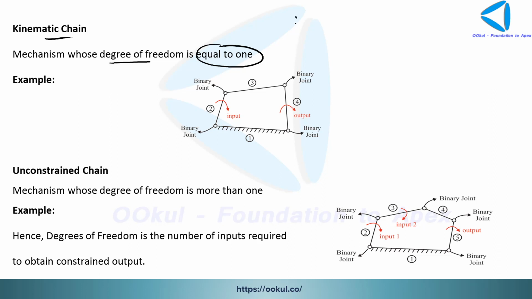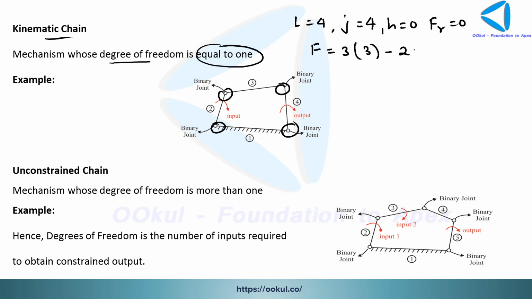See here, we have the total number of links as 4, and the number of binary joints equal to how much? 1, 2, 3 and 4. There is no higher pair, there is no FR, so put it to 0. So use this equation, Kutzbach one, that is 3 into (L minus 1), which is 3, minus 2 into 4. So this becomes 9 minus 8, that is 1. So for this mechanism the degree of freedom comes out to be equal to 1. So this is your kinematic chain.